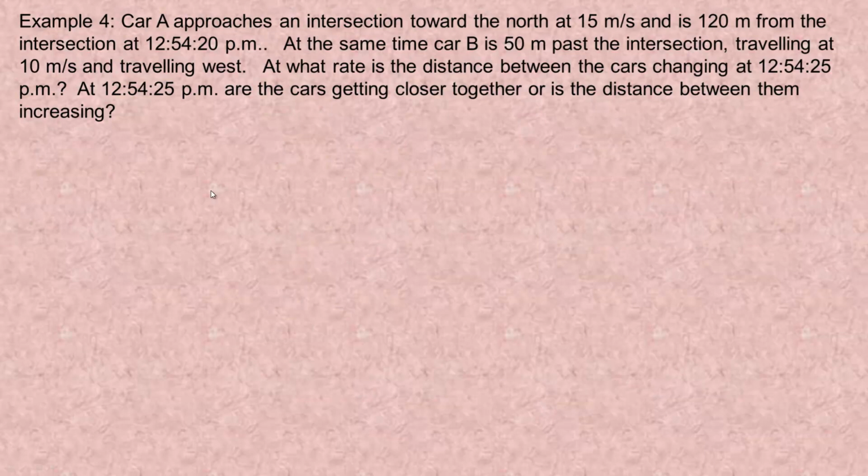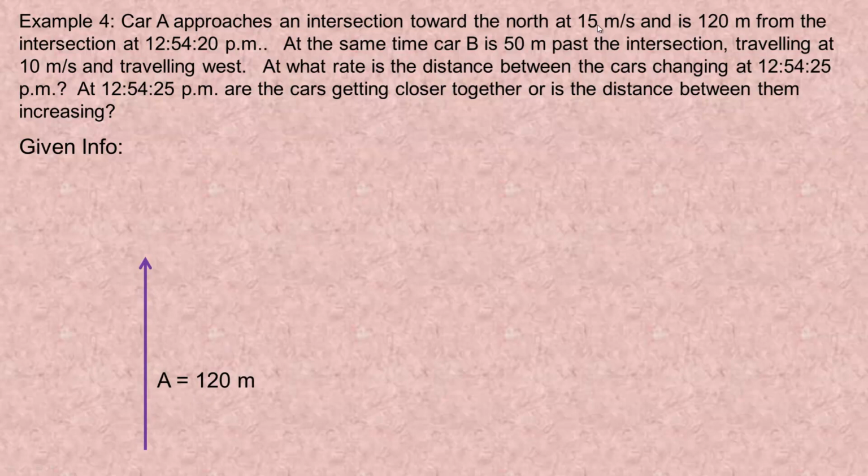One last example, number 4 here. We're told that car A approaches an intersection toward the north at 15 meters per second, and it's a good idea to have a diagram for this one. Okay, something you can physically look at. And I'm going to add the given info to the diagram instead of writing it separately. So here's our given info on the diagram. So here's car A approaching the intersection toward the north.